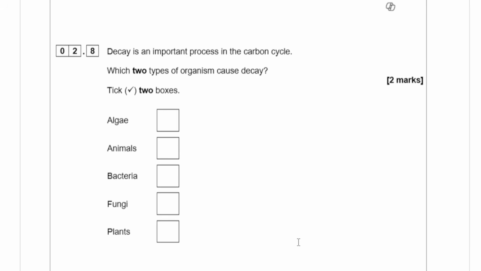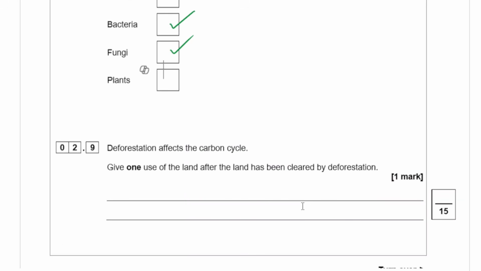Decay is an important process in the carbon cycle. Which two types of organisms cause decay? That would be bacteria and fungi. Deforestation affects the carbon cycle. Give one use of the land after the land has been cleared for deforestation. That would be farming. That includes cattle, biofuel, crops, or animals, any of them, but simply saying farming is fine.